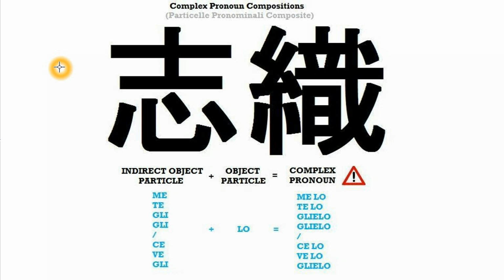My name is Claudio and today we cover the complex pronoun compositions in Italian. Now don't worry about the name. The reason why they're called complex pronouns is because we are contracting even more. Now I'll give you a very quick example and everything will be clear.